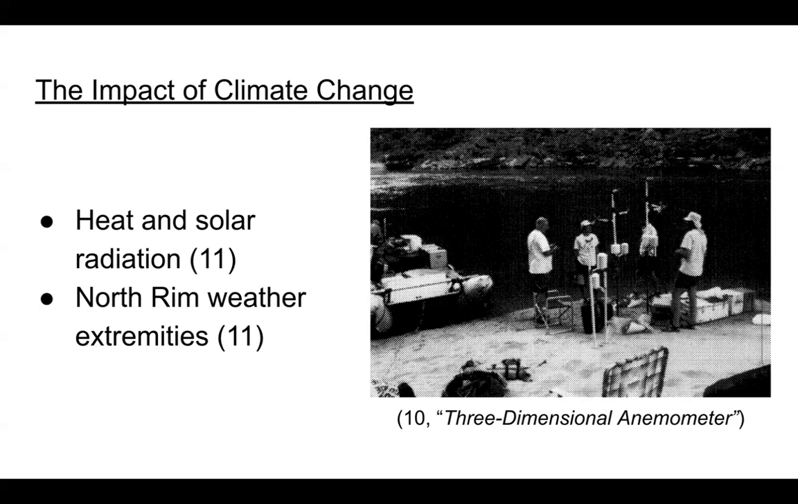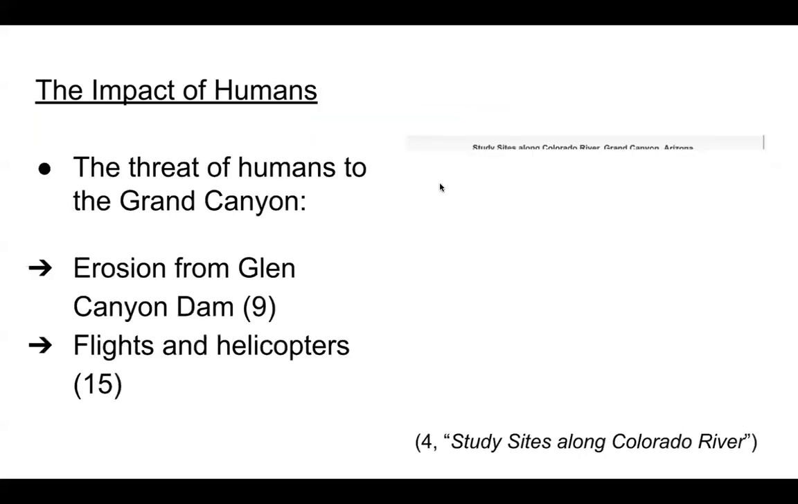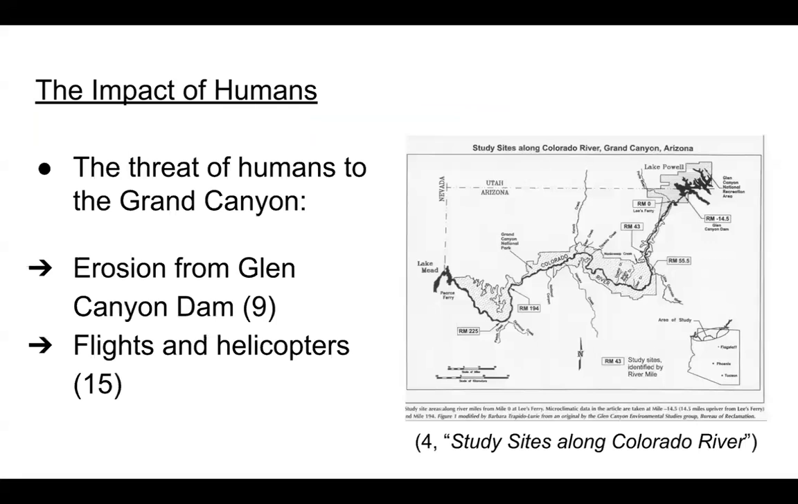In the summertime, the heat and radiation within the canyon becomes a major hazard for travelers. Hikers are subject to very intense temperatures on the canyon trails, and there's little to no shade on many of these routes. But in the wintertime, the temperature does drop drastically. And these weather changes and extremities are a huge result of climate change. And there has been impact by humans as well.